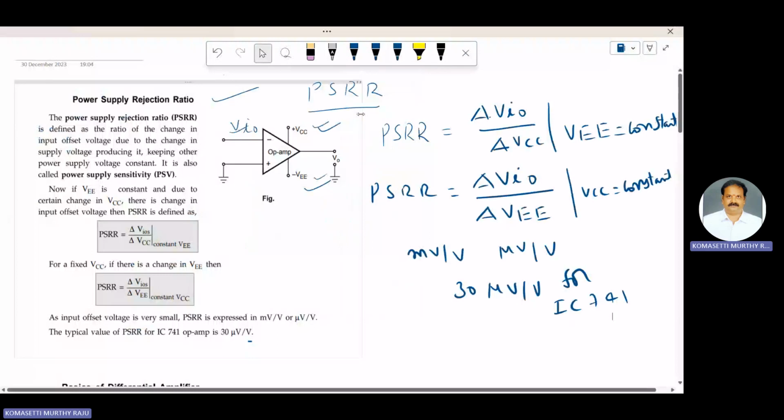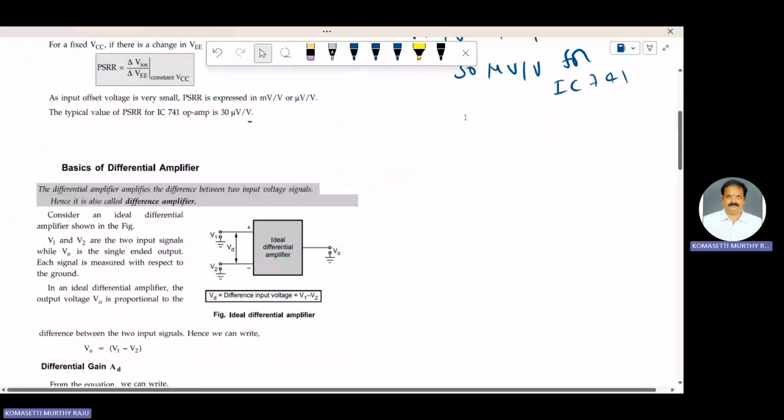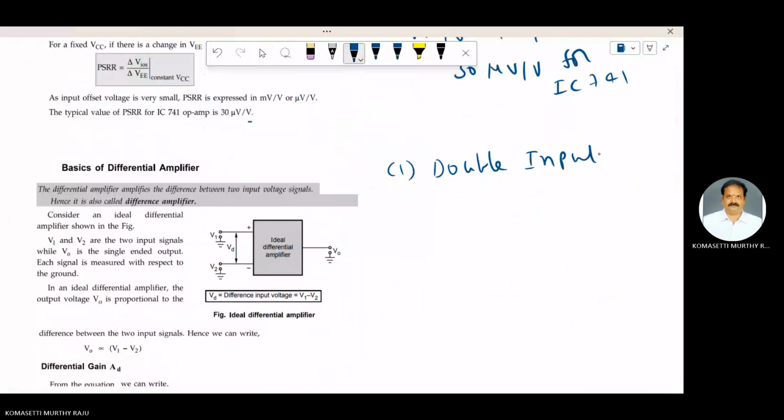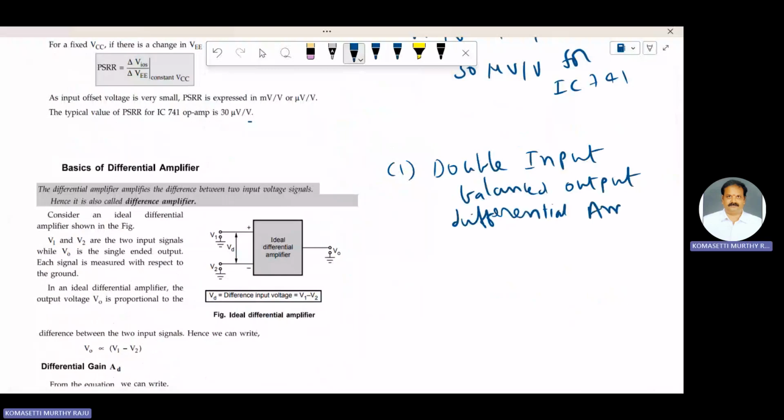Coming to the next one, the differential amplifier. The differential amplifier is the basic building block of the operational amplifier. Stage 1 and stage 2 of the operational amplifier are two differential amplifiers. The first differential amplifier is the double input, balanced output differential amplifier configuration.